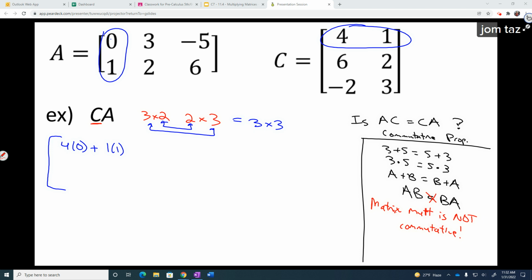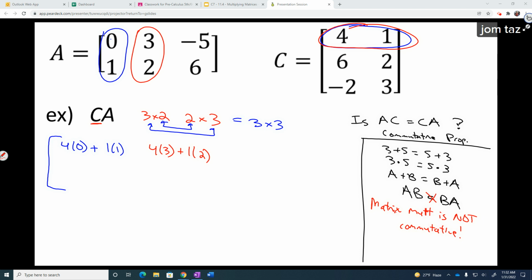So first row times first column. Now we'll stick with the first row. Gotta go through all the columns. First row, second column. So 4 times 3 plus 1 times 2.